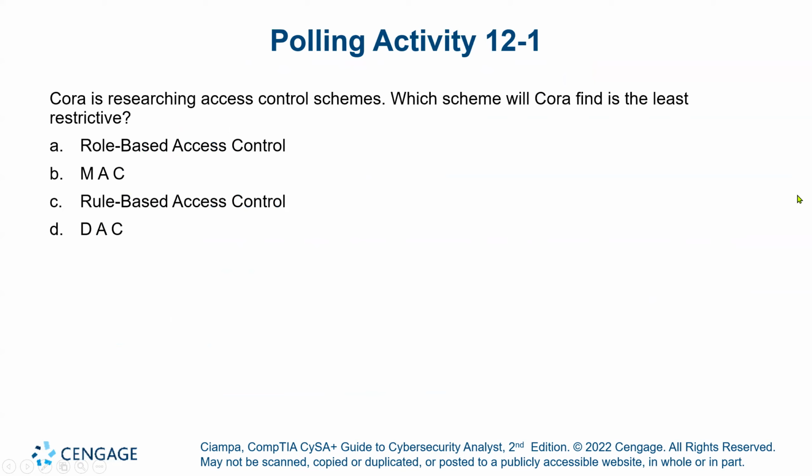Apparently, this is one of the ones we're getting lots of polling activities. Cora is researching access control schemes. Which scheme will Cora find is the least, we just talked about, the least restrictive? A, B, C, D.